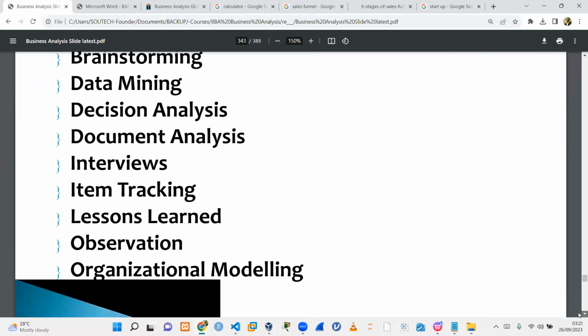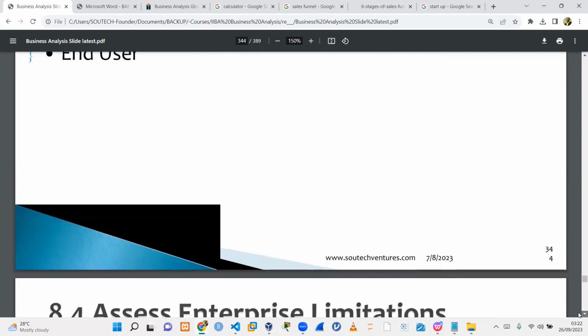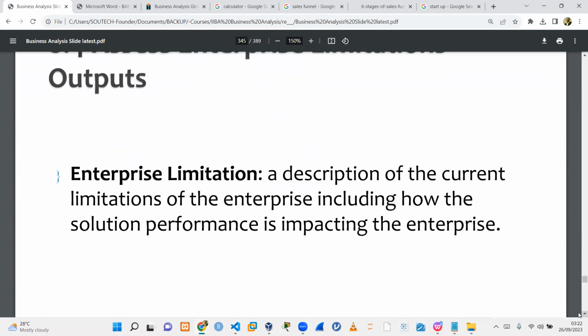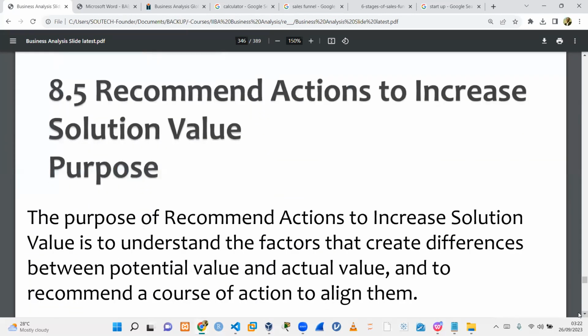So that's a way you can assess enterprise limitations. Some stakeholders are the customer, domain subject matter experts, the BA, end users. At the end of the day, you're going to have a document that tells you what your limitations are. Now, this is the fifth task in solution evaluation, which is recommend actions to increase solution value.